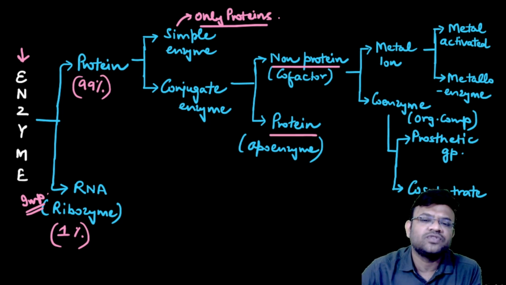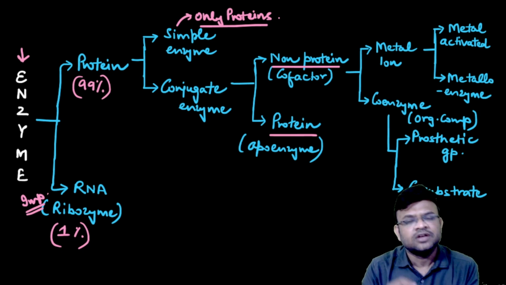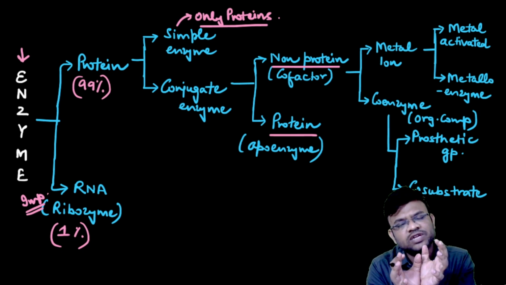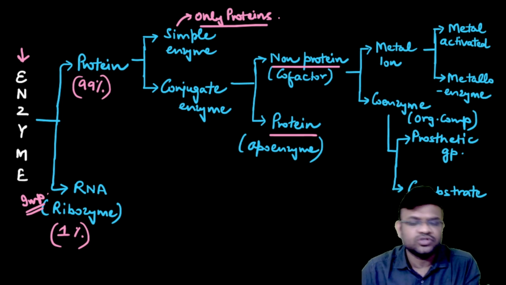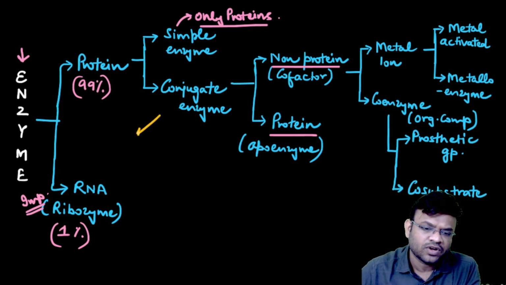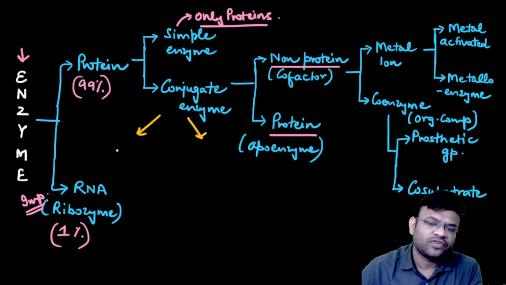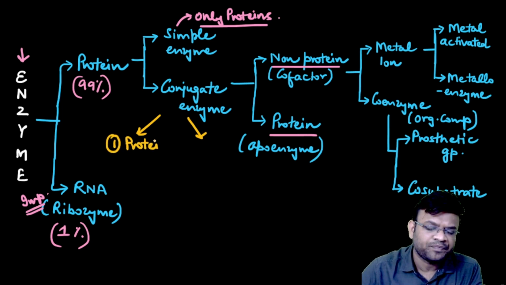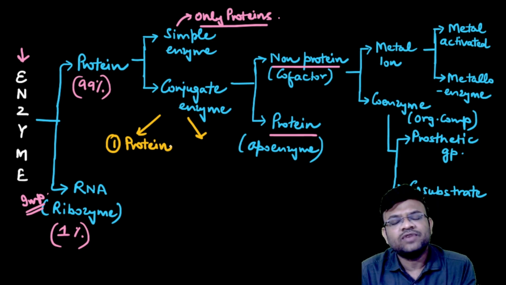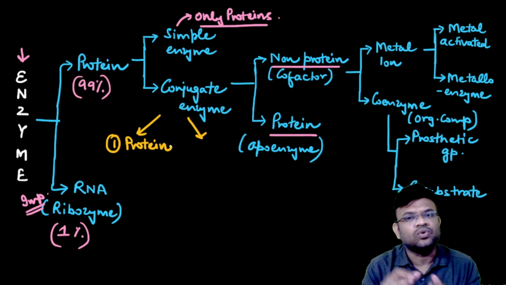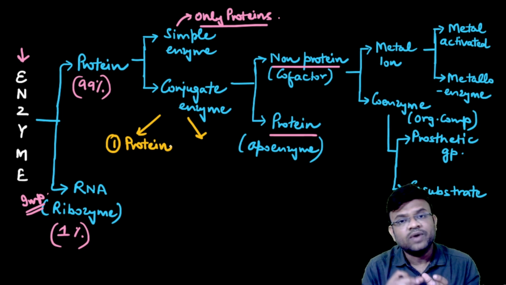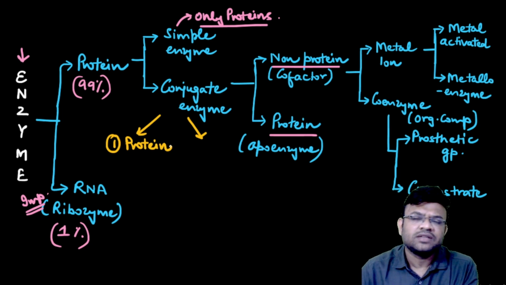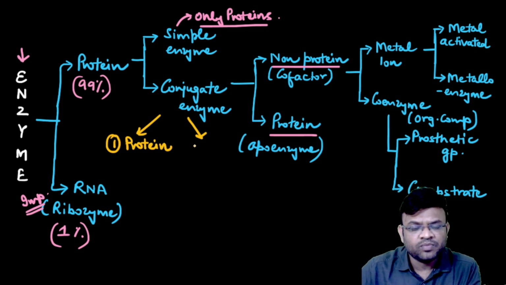Now this might be confusing to you. Let us understand this again. A conjugate enzyme is actually made up of two components. The first component is your normal protein, but this protein will not be able to function alone. Therefore, it requires another component, but this component is actually non-proteinaceous.